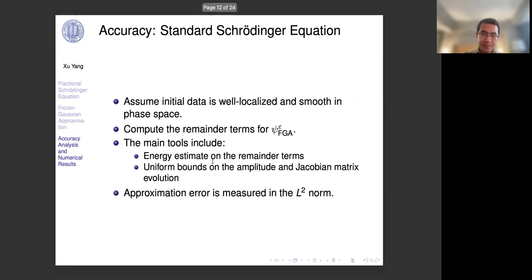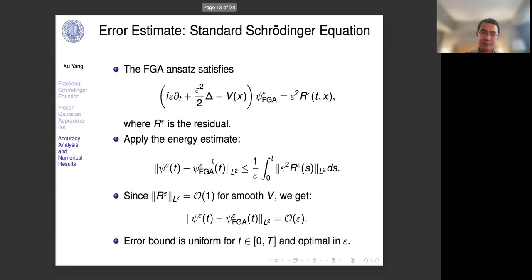Right. And the approximation is measured in L2. This is a more detailed description of what I just described. We plug the ansatz into the Schrödinger equation. We only keep the term, so we treat the A1, A2 term as R. It's very messy, so I don't put the detailed form in here. I just use R.